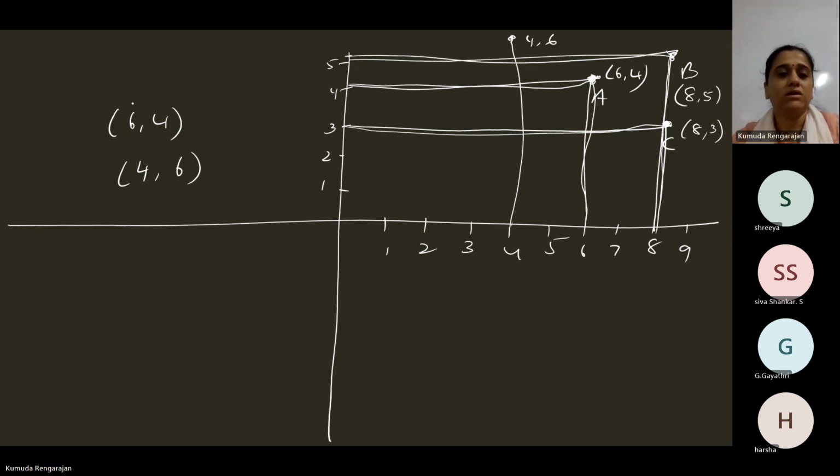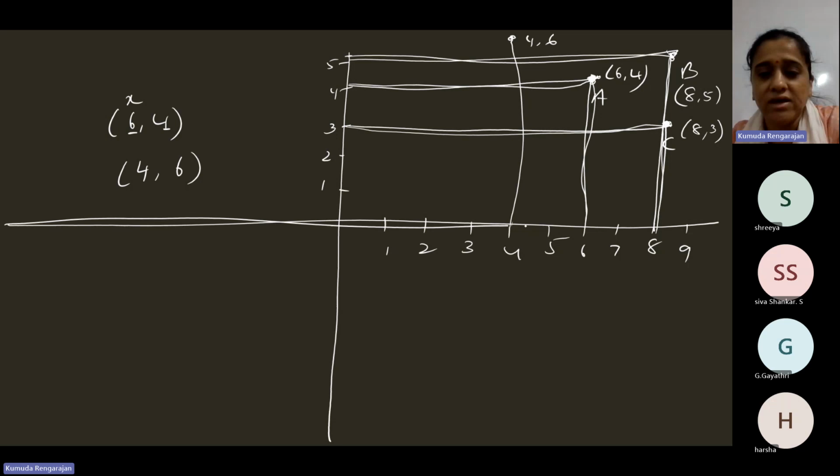Now, this is called the X coordinate. This is called the Y coordinate. This is the X axis. This is the Y axis. The horizontal line is called the X axis, and the vertical line is called the Y axis.